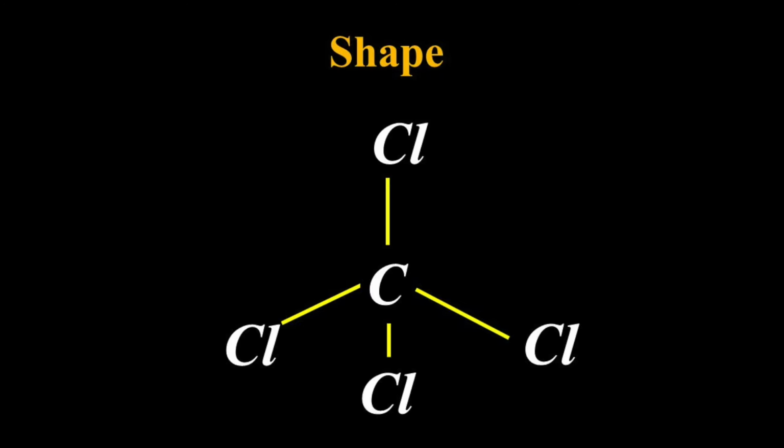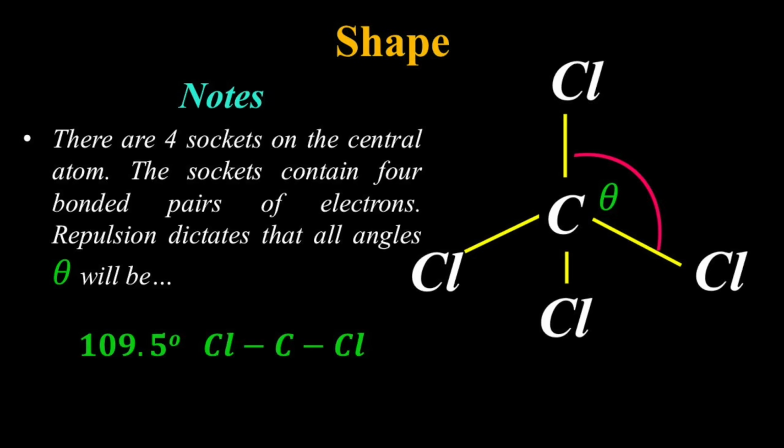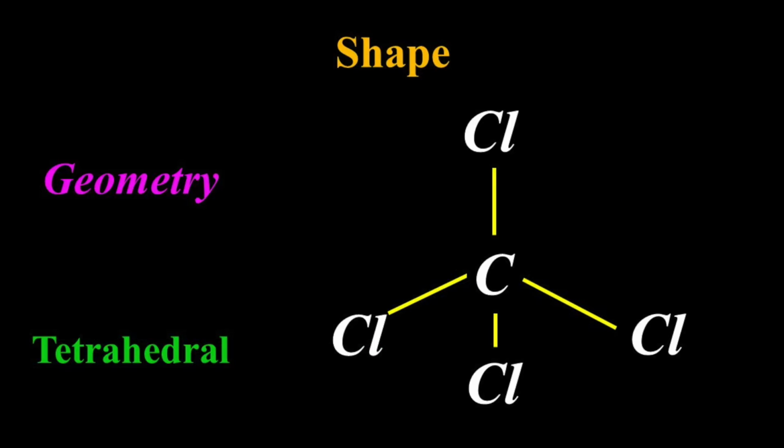You could guess that because all of the outer atoms are the same. If I took off one of the chlorines and put on a hydrogen, it would be a different molecule and it would be polar as a result. There are 4 sockets on the central atom. The sockets contain 4 bonded pairs of electrons. Repulsion dictates that all angles will be 109.5. And therefore we know that the geometry is tetrahedral.